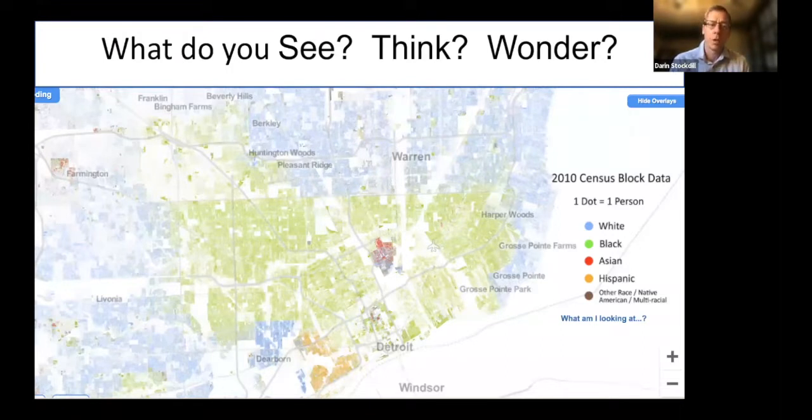What are you noticing? This is the Detroit metropolitan area. Each blue dot represents a white person. Each green dot represents a black person. Red dots represent, these are based on census categories, so they're problematic labels. They mask a lot of diversity, but the red dot represents Asian. That orange is Hispanic, and then brown is other. So just very quickly, what do you notice when you look at this map? It's from 2010, by the way.